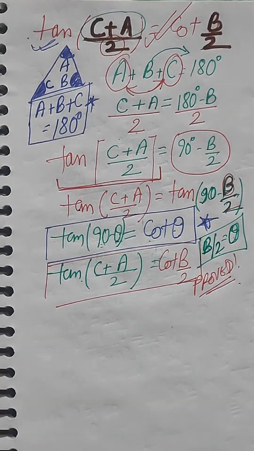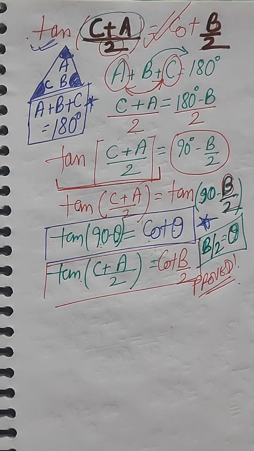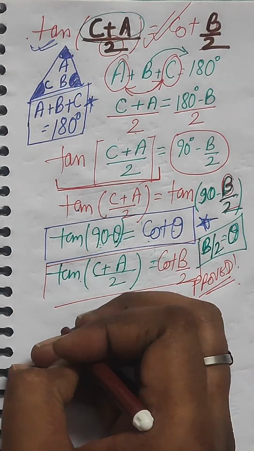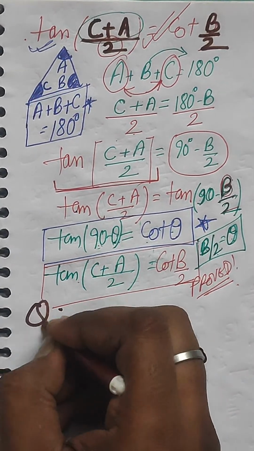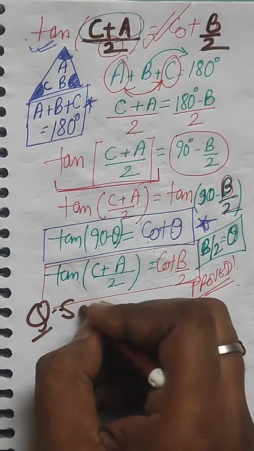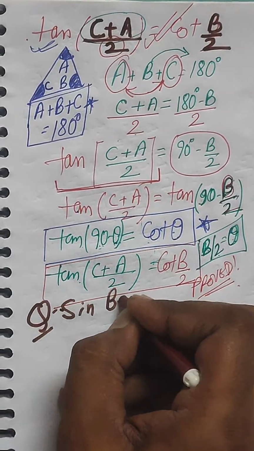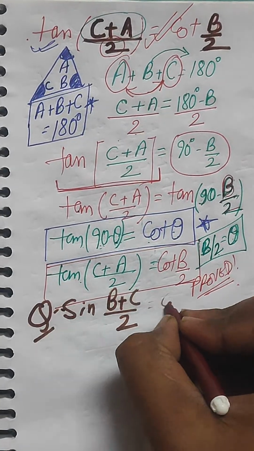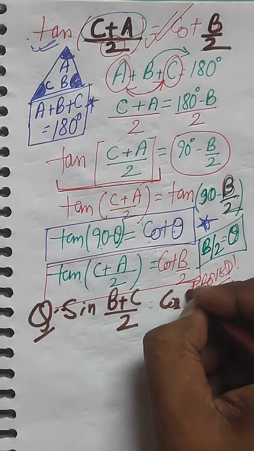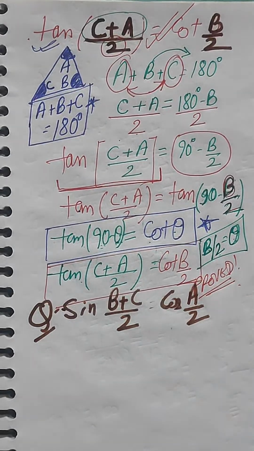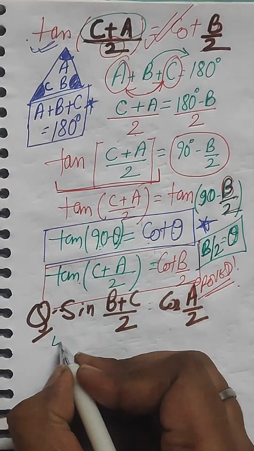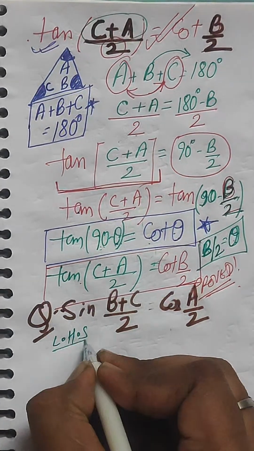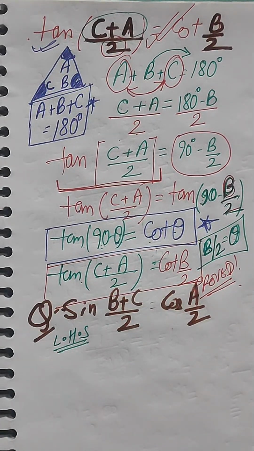Now coming to the second question. The second question which is asked to us is to prove sine of (b plus c) by 2 is equal to cos of a by 2. This we need to prove. So just take the LHS. When you take the LHS, you can see sine (b plus c).